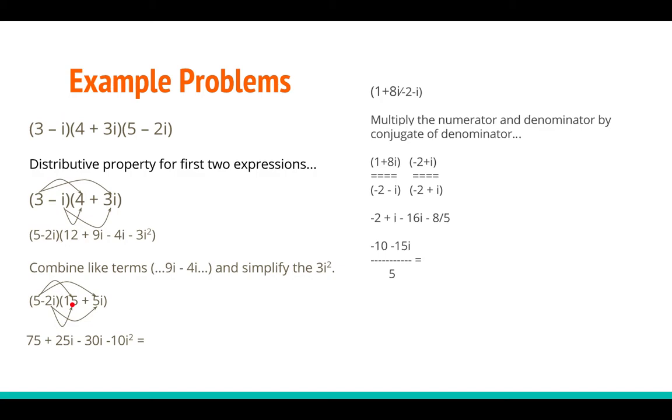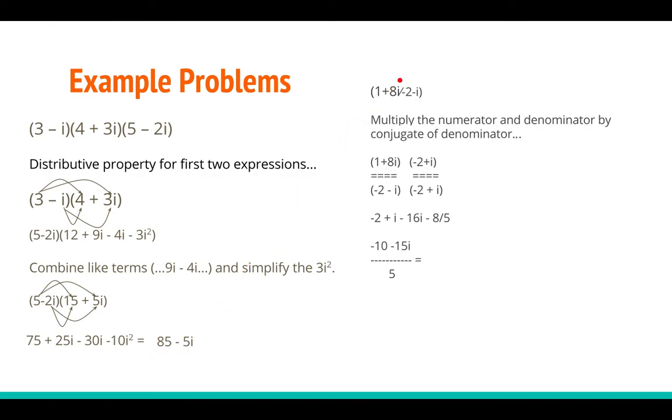Once you've done that, you're going to want to distribute the 5 minus 2i, the one that you isolated, to finish off the problem. That's going to go down to 75 plus 25i minus 30i minus 10i squared. You're going to ask yourself, what does that equal? And the answer is 85 minus 5i. You can do GCF, which is going to be 5, and that's going to come down to 15 minus i.